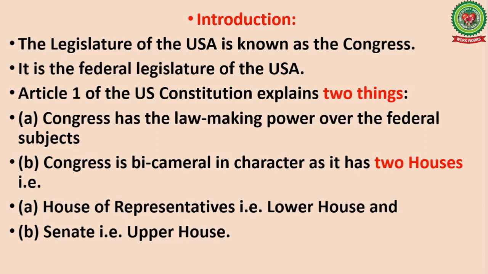It is the federal legislature of the US. Article 1 of the US Constitution explains two things. Now you see what the two things are in the first article of the US Constitution. The first is that Congress has the lawmaking power over the federal subjects, and the second is that Congress is bicameral in character as it has two houses: the House of Representatives, that is the lower house, and the Senate, that is the upper house. So all this is given in Article 1 of the US Constitution, that Congress is the legislative body and the US Congress is a bicameral legislature.